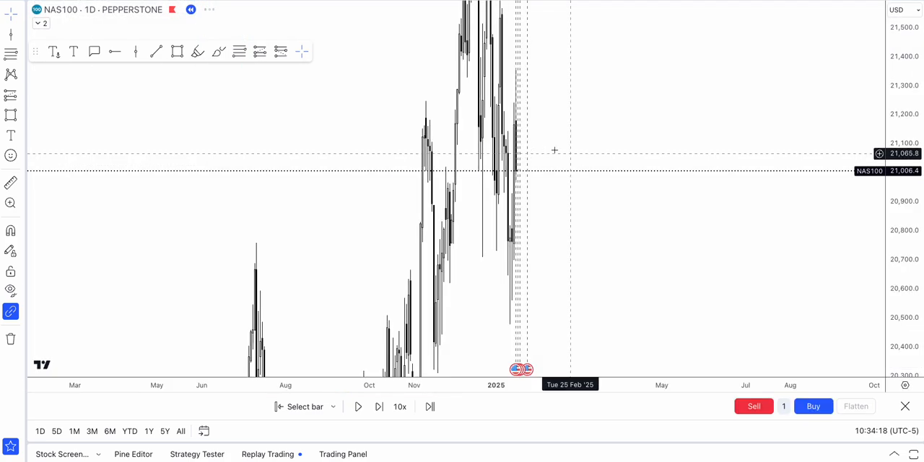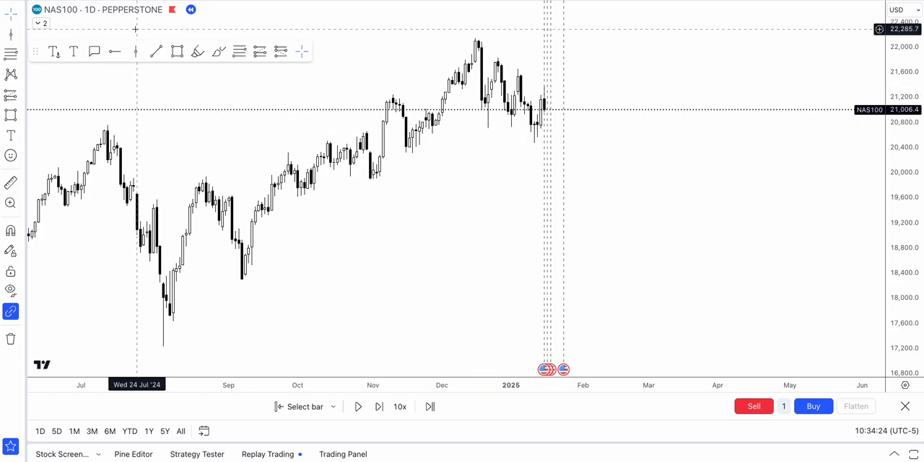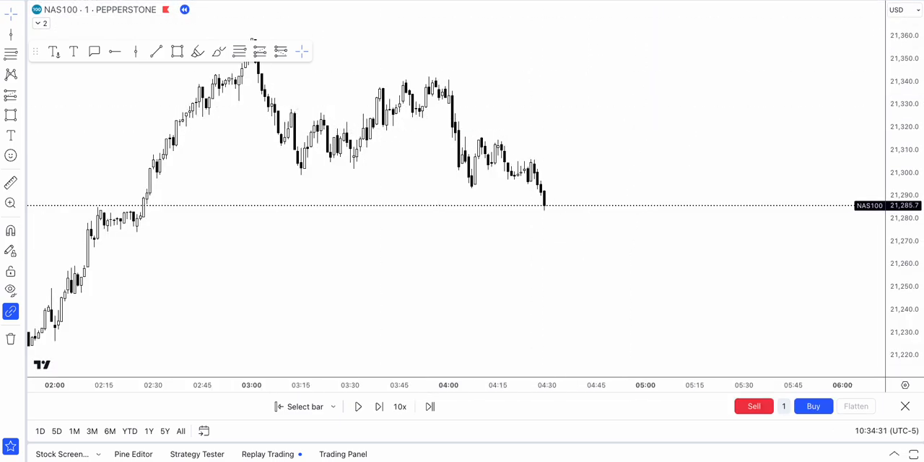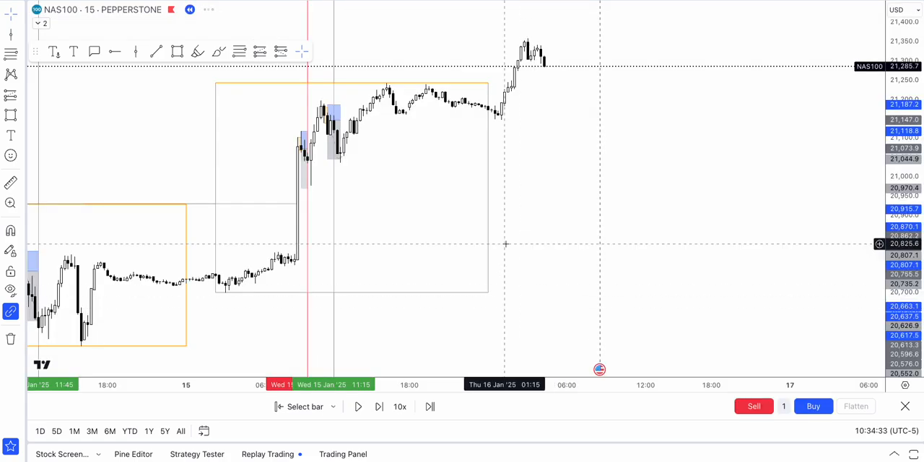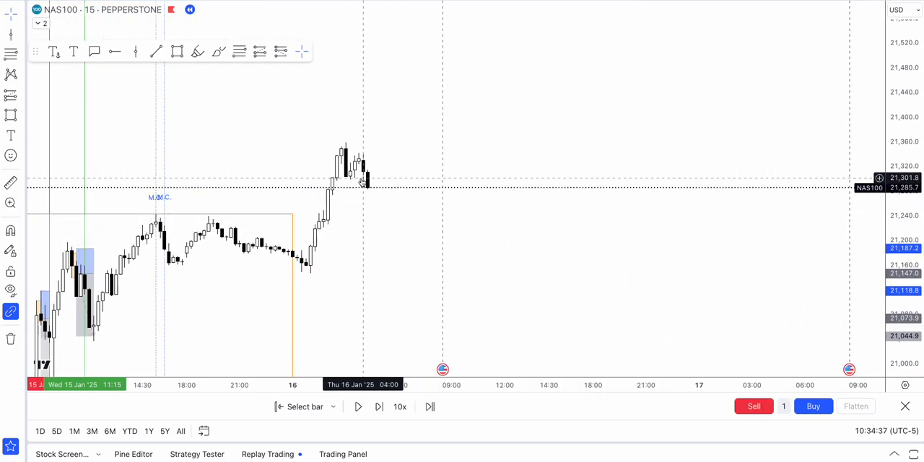Let me check that daily real quick to see what it's doing. So yeah, it did react to this liquidity sweep here and bounced up, which I explained why in my previous videos when I was preparing for the week. So in the 15 minutes, go to the Thursday, look for buys only. So far, I think this is the only liquidity sweep so far. We just had sell side liquidity being swept.